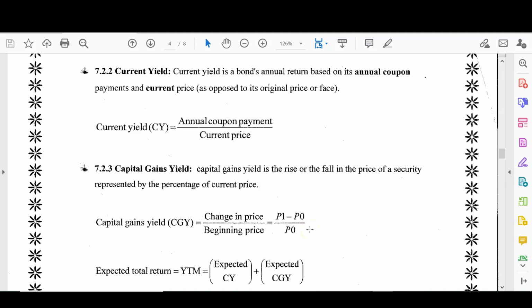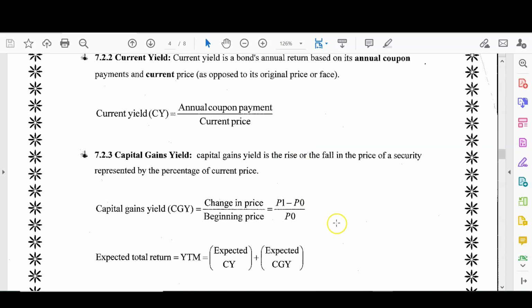So you make a return after purchasing the bond because you receive coupon payments, and that's why you have current yield. Also, because the bond price may increase, you would have capital gains yield. So current yield is coupon divided by current price. Capital gains yield is the change in price divided by current price. If you add up these two yields, you have the expected total return of the bond, or yield to maturity. Yield to maturity equals expected current yield plus expected capital gains yield.